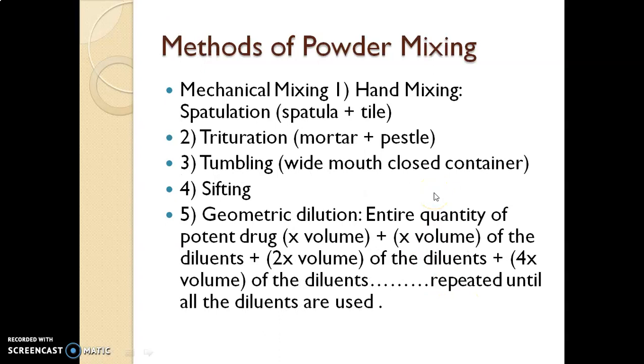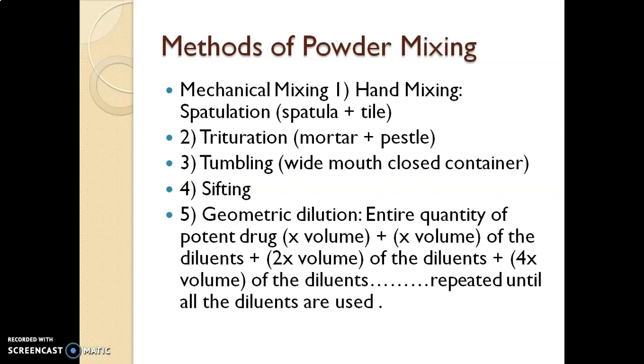There are various methods for mixing of powders. Remember, hand mixing, which includes spatulation, that is, with the help of a spatula and tile you can mix. Second is trituration, the method we use in the lab, mixing the ingredients with a mortar and pestle. Third, in large scale or in industry, the tumbling method is used, in which the powder is mixed in a wide mouth closed container by tumbling. Next is the sifting method, where the powder ingredients are mixed with the help of sifting.